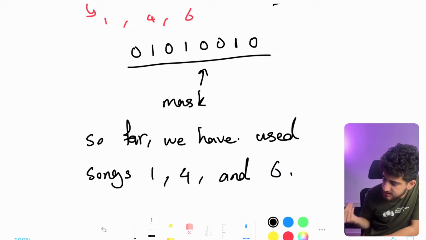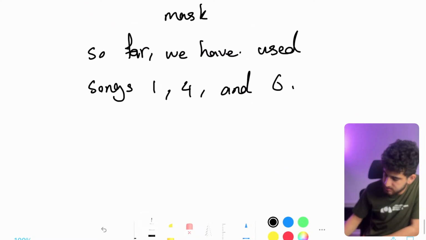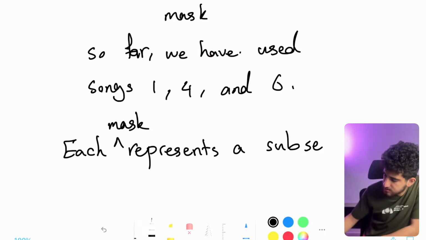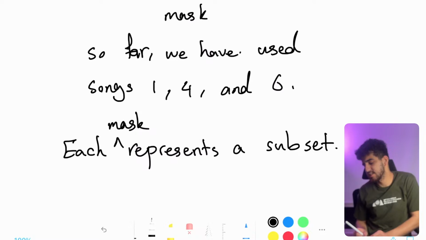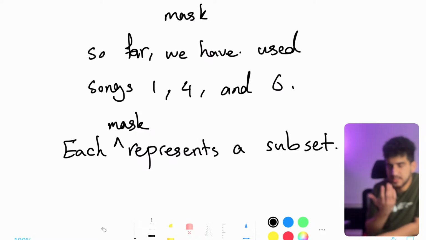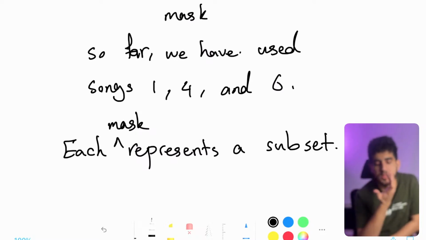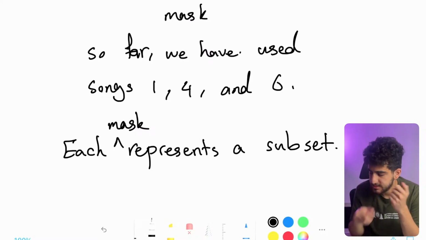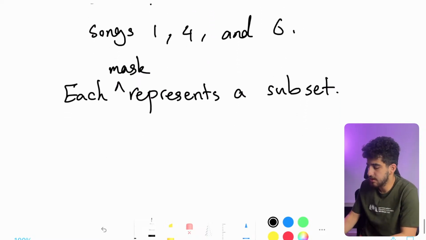So each mask represents a subset. Each mask represents a subset. That says what songs I have in my playlist so far. So I keep that. What do I need to keep from my current state?